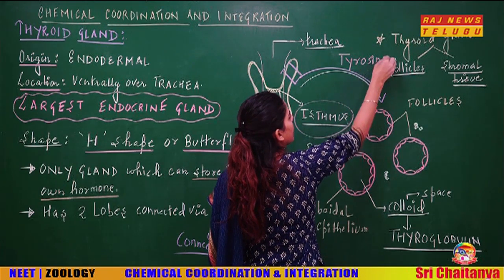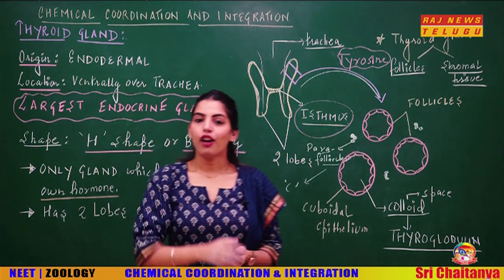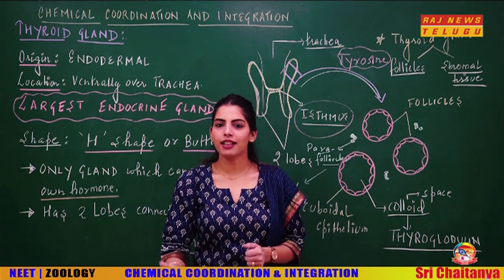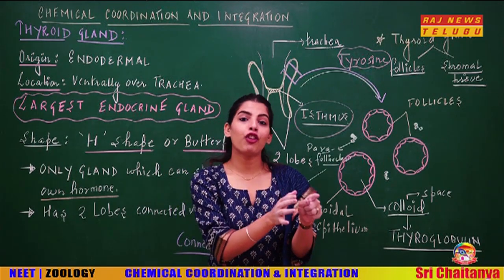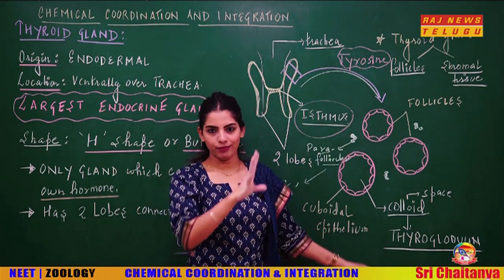This amino acid, tyrosine, is actually required for the formation of T3 and T4 that we will discuss later, which is the thyroid hormones. That T3 and T4 having the tyrosine residue is coming from this thyroglobulin.